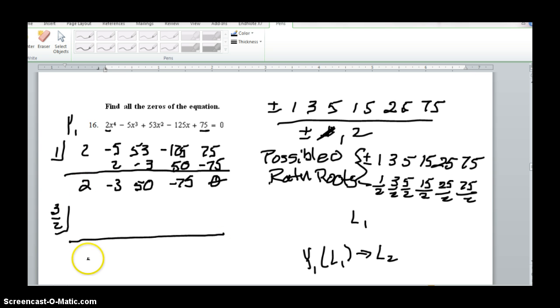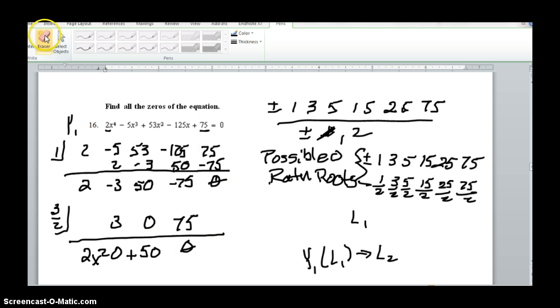Divide again. First one for free. 3 halves times 2 is going to be 3. Add, 0. Multiply, 0. Add, 50. 1.5 times 50 is going to be 75, and that's going to leave us with 0 when we add. So now we're left with this 2x squared plus 50, correct?